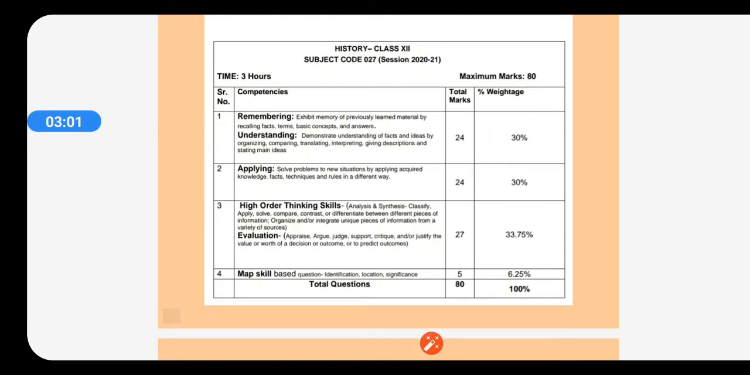Here you can see that the questions in your exam paper are of different types, like remembering, understanding, applying, high order thinking skills, evaluation type questions. So remembering and understanding type of portion consists 24 marks, applying type questions has 24 marks, high order skill thinking and evaluation 27 marks, and map skill based question will be for 5 marks.